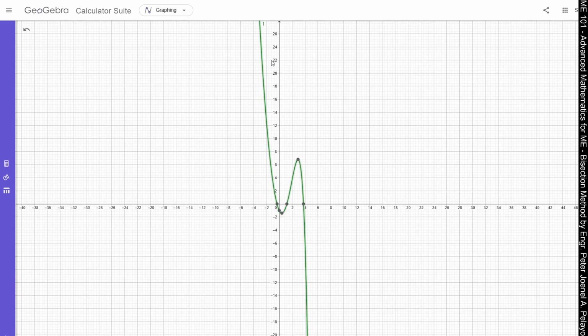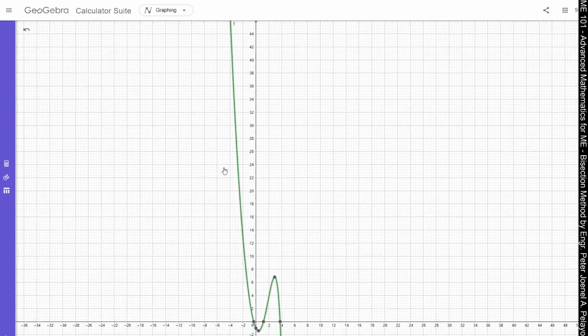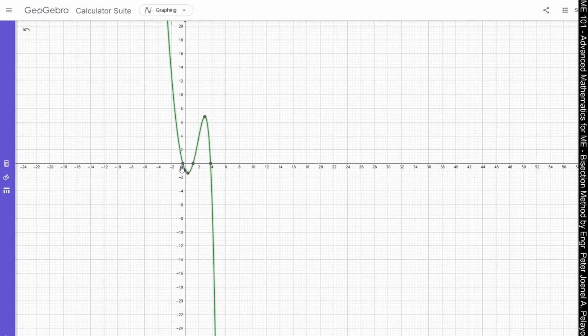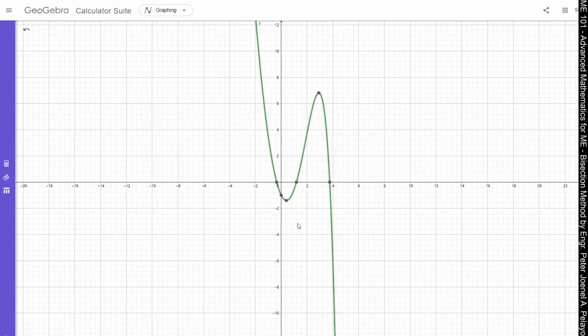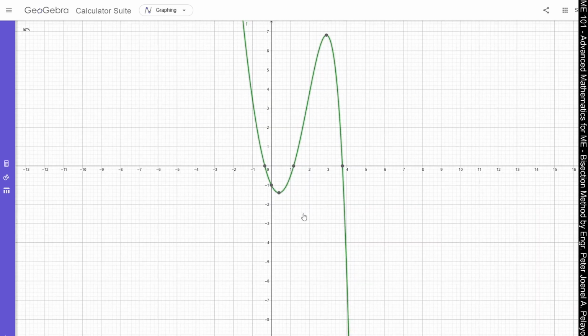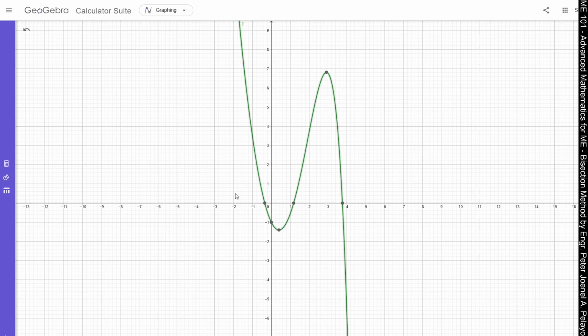Ito pa, taas na siya. Hindi na natin alam kung asan siya papunta. Ito, pababa na rin. So, dito lang tayo sa function na ito. So, as we can see, meron tayong 3 roots. Actually, pag-click mo dito, makikita mo ano yung root. Ito yung mga hinanap natin. So, first root, this is the second root, and then the third root. Pero, gagawin natin is by bisection method.